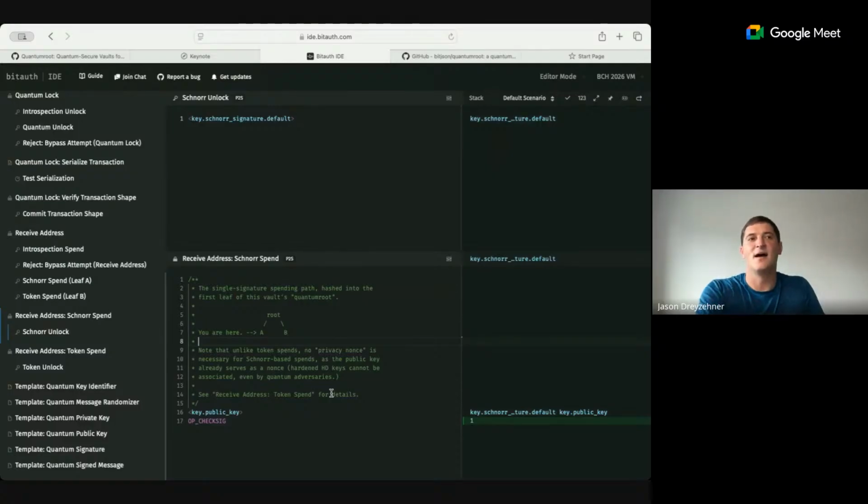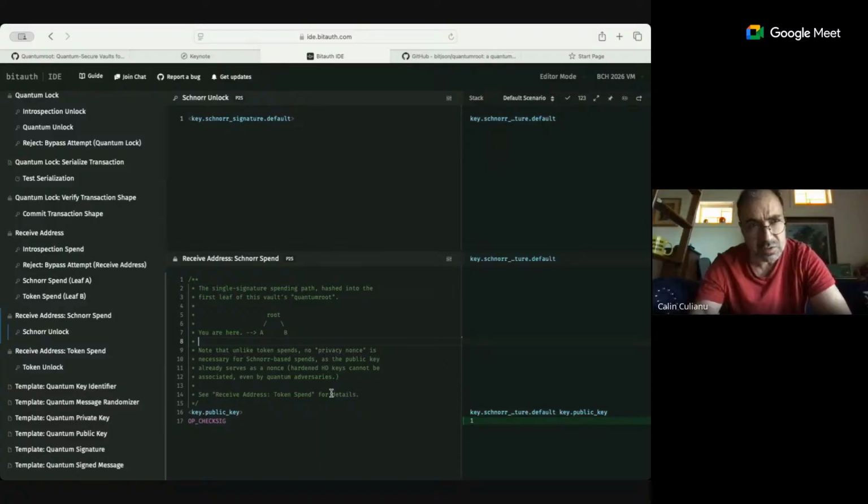This vault demonstrates how to make the fallbacks upgradable without sweeping users' UTXOs from the receive addresses. And it also shows how to have the receive addresses unassociated. So the first leaf is the unassociated one. The second leaf is the token spend.